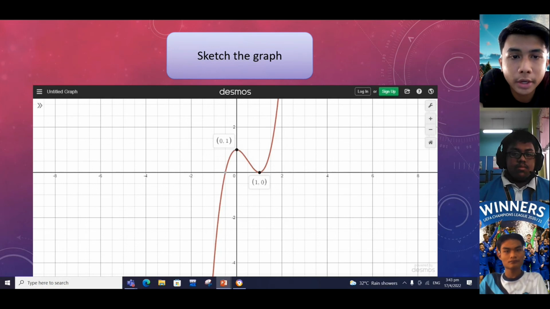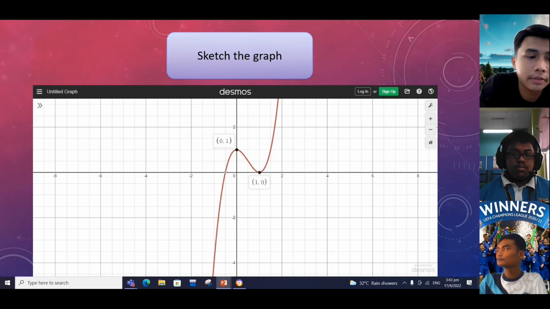Okay, the second point is that the answer my friend got is 1, 0. And the answer is also in the graph I made. So the first point is 0, 1 and the second point is 1, 0. So it's a correct answer. My graph is the same as my friend's answer.